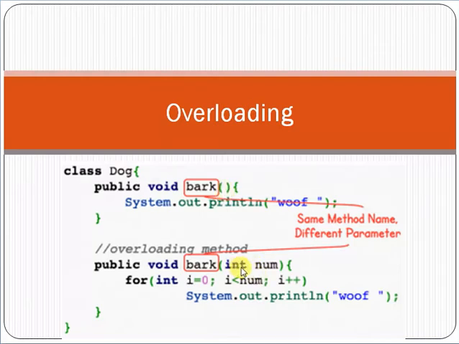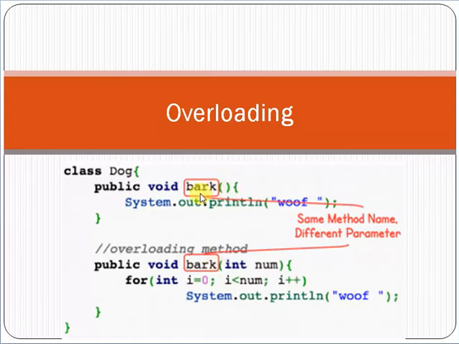So overloading means the same method name with different parameters. This is the main concept: the same method name with different parameters. The compiler will see whether this method or that method will be called, and the decision will be based on the parameter.